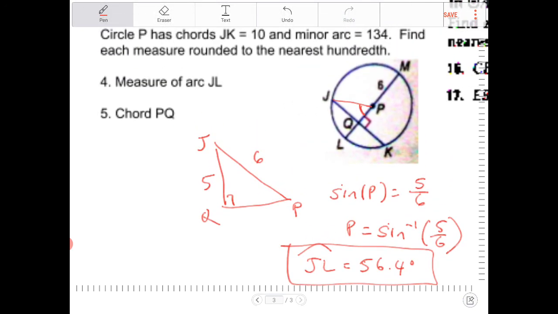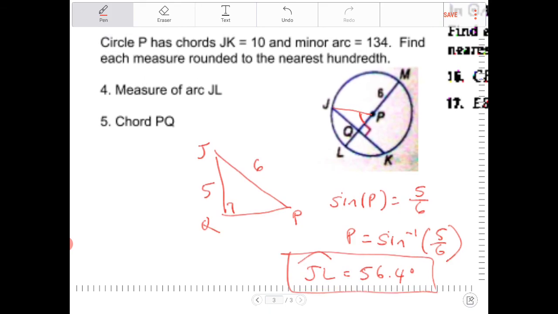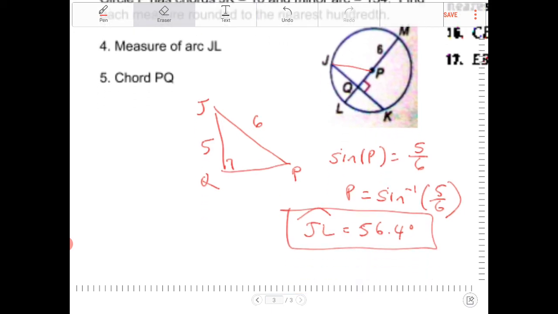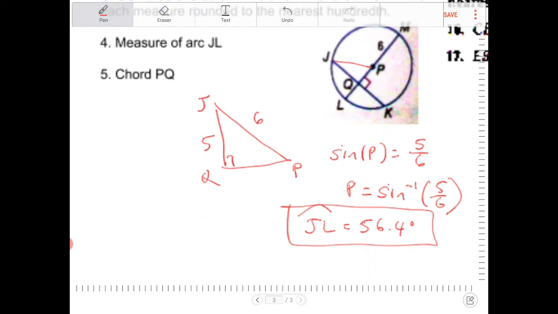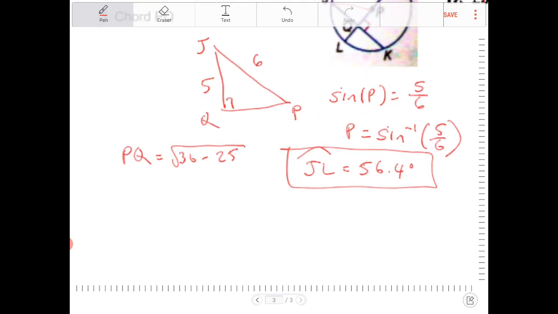And then I need to find out what chord PQ is. Chord PQ is actually only a portion of a chord. So that is simply the square root of 36 minus 25, which is PQ equal to the square root of 11 then.